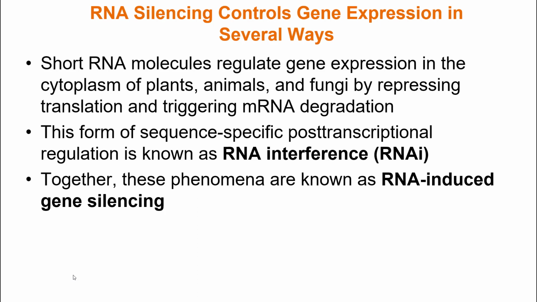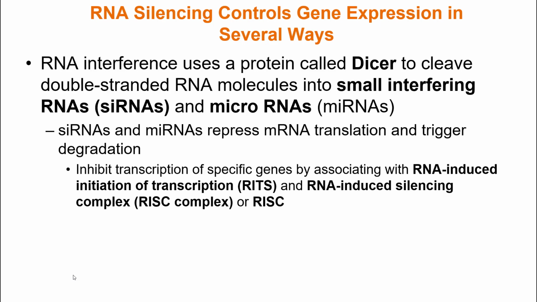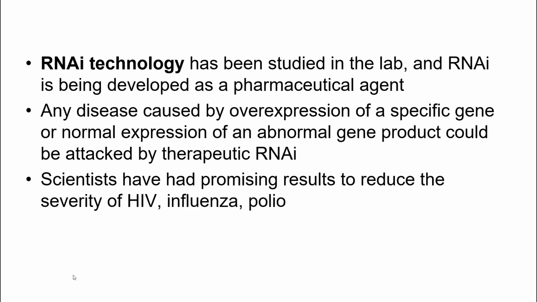Okay, it leads to RNA-induced gene silencing, and we can use a special type of protein called a dicer. It can take these RNA molecules that we produce and cleave them, making them really small, and they can bind to mRNAs and act as what we call small interfering RNAs or sometimes microRNAs. And this represses the mRNA's ability to be translated. And in some cases, when they bind to it, it even triggers degradation of that mRNA. And this is a really exciting field in genetics.